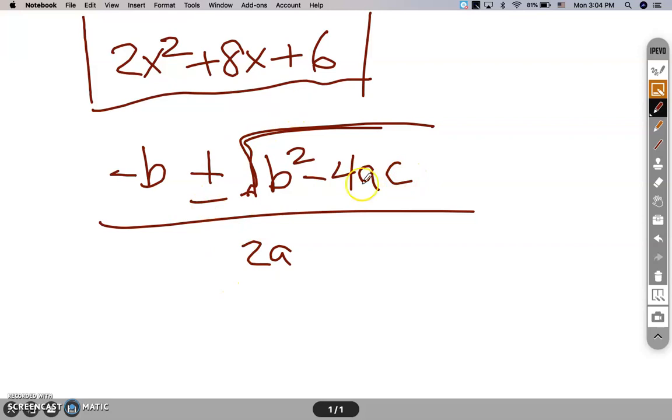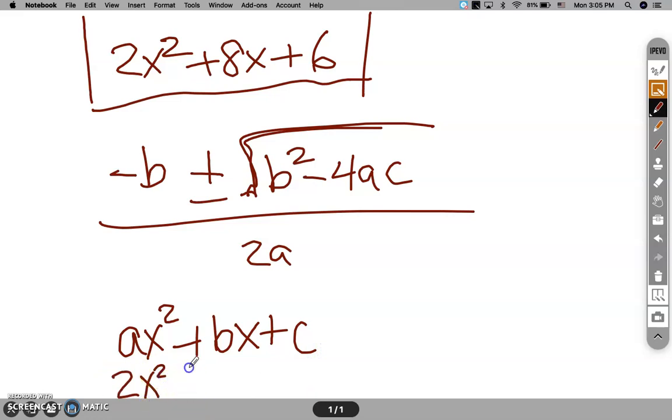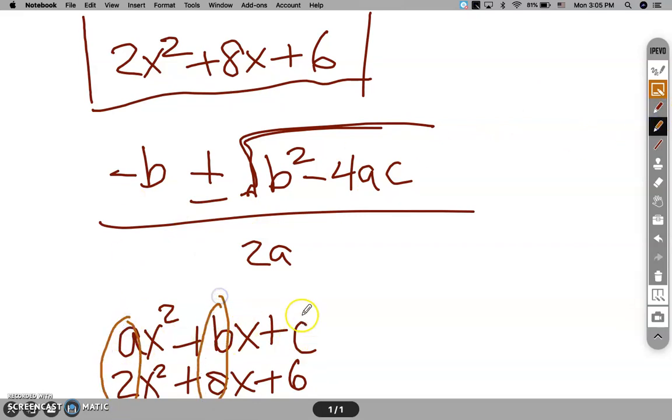Okay? And then you might be thinking, how do I know which one is a, b, and c? Well, it's very easy if you write the general form down, and you also write the current quadratic equation you're trying to solve. You might look at it and say these look similar. Yes, because they are similar. If you look here, a will be 2, b will be 8, and c will be 6. They correspond to the general form, and that's how you figure out what a, b, and c are in this case. Okay?